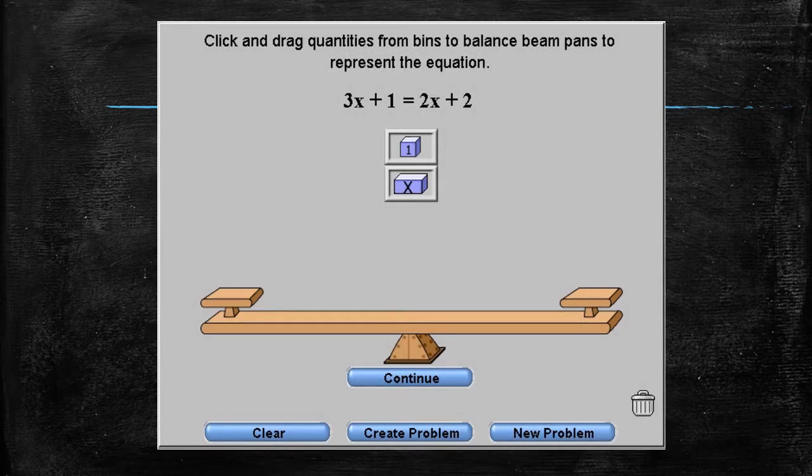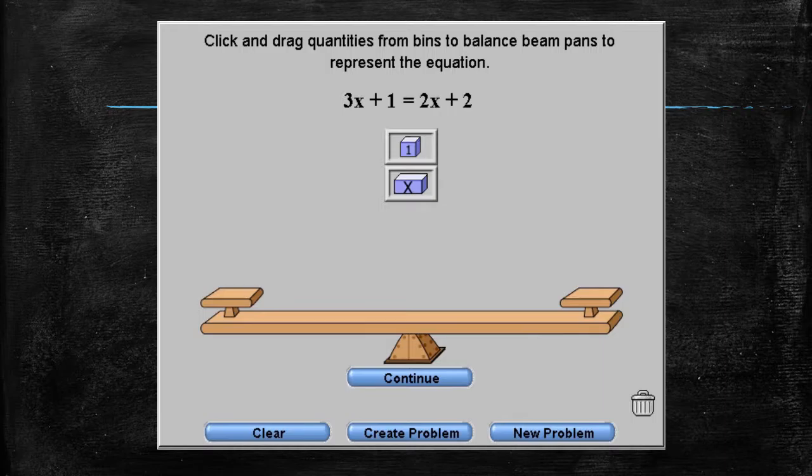Let's practice what we've just learned. This is the algebra balance scale. Now, this application can only be used in Internet Explorer. It won't work in Google Chrome or Microsoft Edge, and you must have Java loaded. Okay, 3x plus 1 is equal to 2x plus 2. A little more difficult than the problems we've recently done, but we'll work through it.